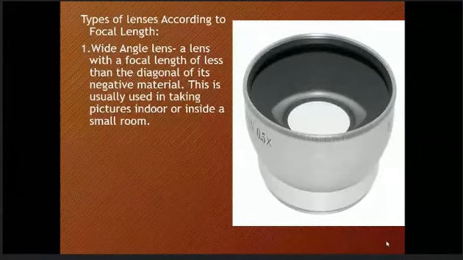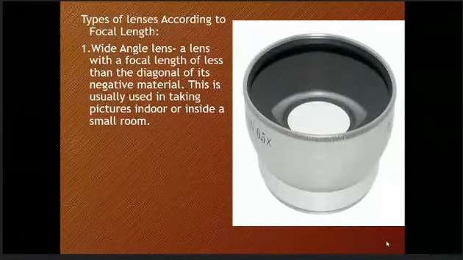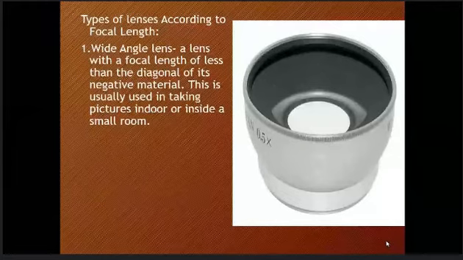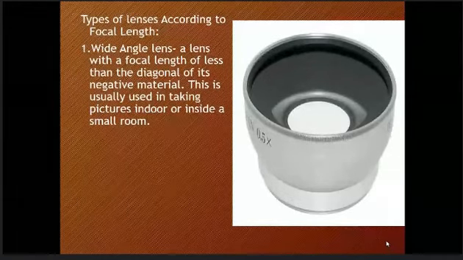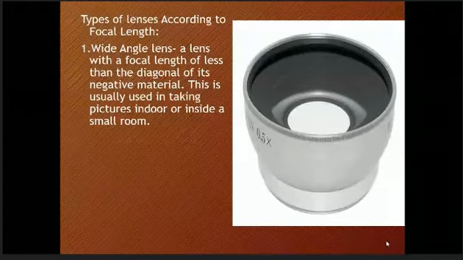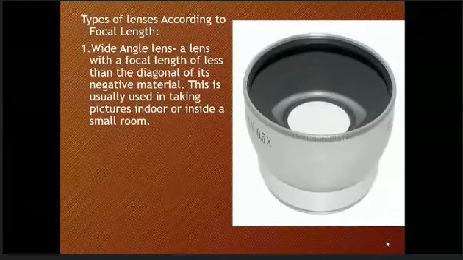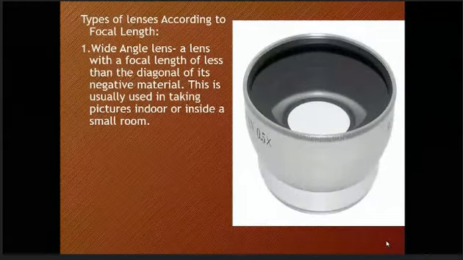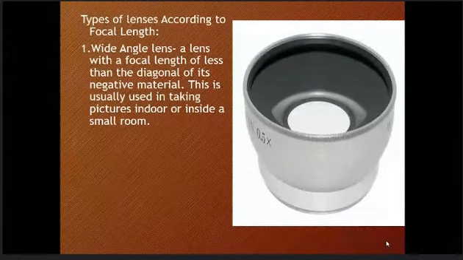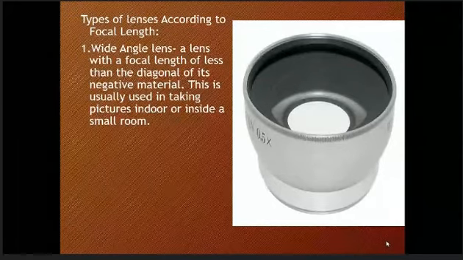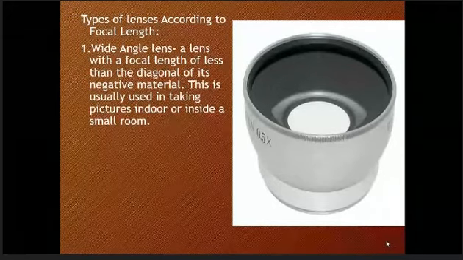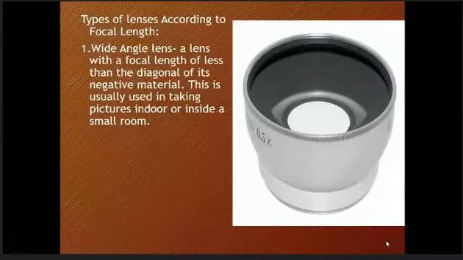What is the keyword? Less than the diagonal of its negative material. Where is it used? Indoor or inside a small room. We use a wide angle because otherwise it cannot capture everything, since what you can photograph in a small room is very limited. You use a wide angle lens. Another description is less than the diagonal of its negative material.